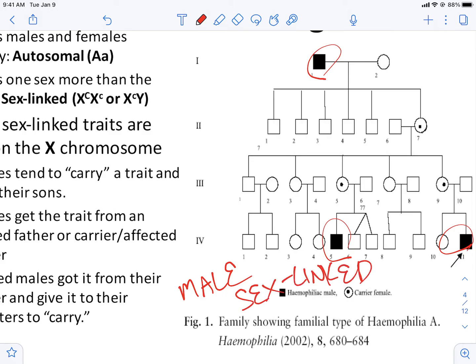You can tell a sex-linked trait if there's a vast difference of males being affected versus females. If it's like 3 males and 4 females, then it's pretty even, right? But if you have, say, 16 males to 4 females, that's definitely a sex-linked trait.